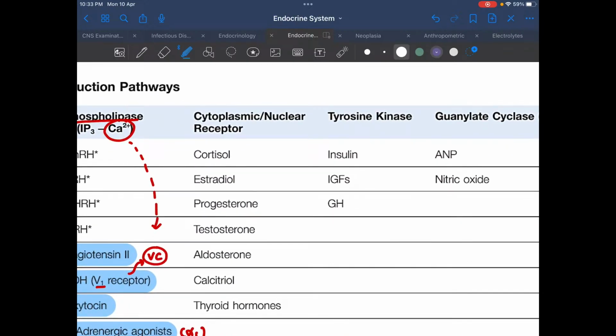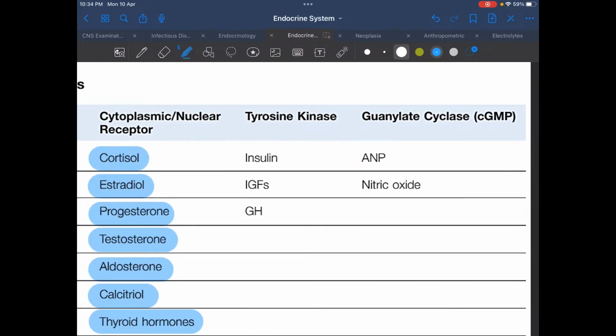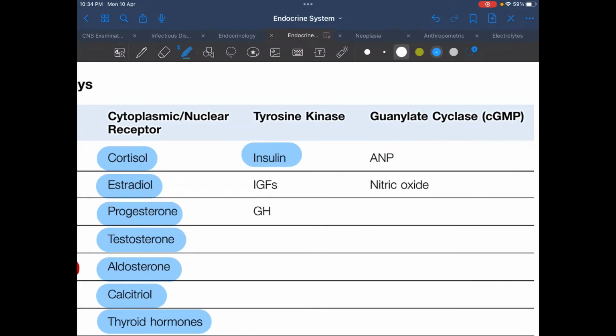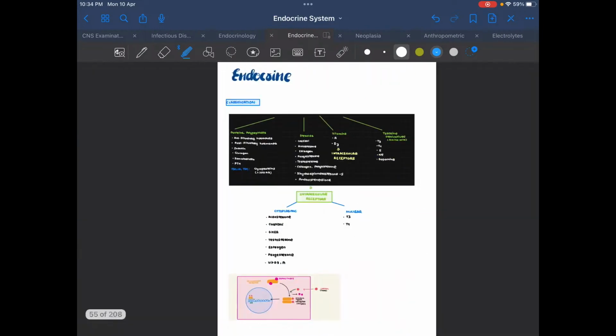तो साइटोप्लाज्मिक एंड न्यूक्लियर कौन से हो गए? कॉर्टिसोल, एस्ट्राडियोल, प्रोजेस्टेरोन, टेस्टोस्टेरोन. दीज आर सेक्स स्टेरॉइड्स, एंड योर कॉर्टिसोल ऊपर एल्डोस्टेरोन, कैल्सिट्रियोल दैट इज विटामिन डी, एंड थायराइड हार्मोन्स. टायरोसिन काइनेज, इफ यू सी व्हाट आर दे? इंसुलिन लाइक ग्रोथ फैक्टर जो हम डिस्कस करेंगे, एंड ग्रोथ हार्मोन. एंड इन केस ऑफ गुआनिल साइक्लेस इट इज ANP एंड योर नाइट्रिक ऑक्साइड. ठीक है, दे आर गोइंग टू लीड टू वेजोडाइलेशन, रिलैक्सेशन बेसिकली, एंड नाइट्रियूरेसिस.